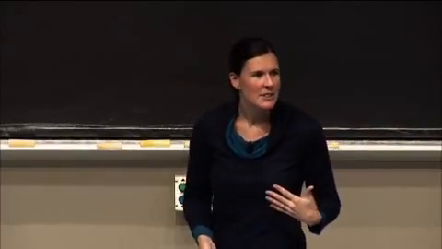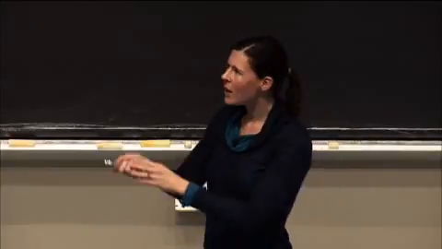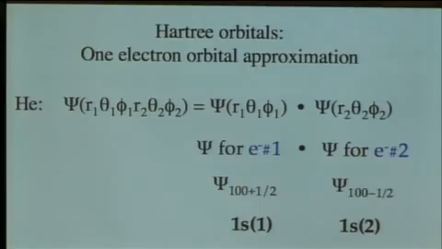And when we describe this in terms of chemistry terminology, we would call the first one the 1s, and the 1 is in parentheses because we're talking about the first electron there, and we would multiply it by the wave function for the second one, which is also 1s, but now we are talking about that second electron.